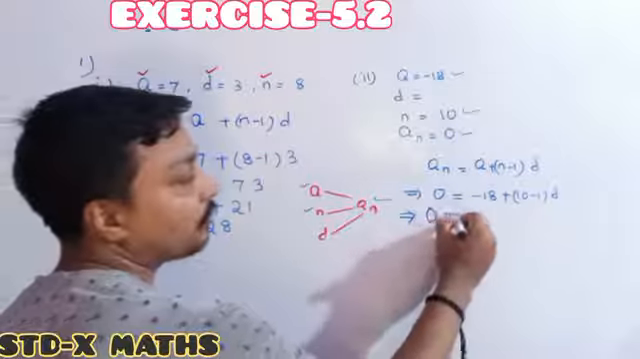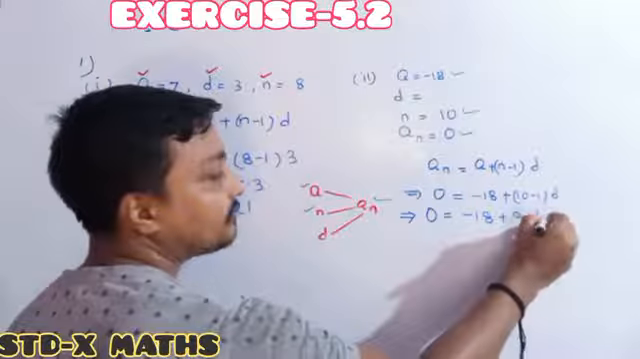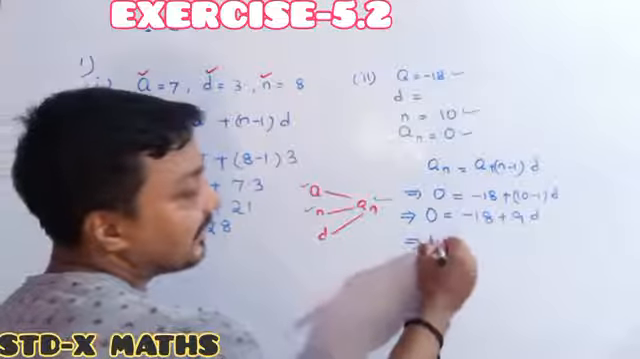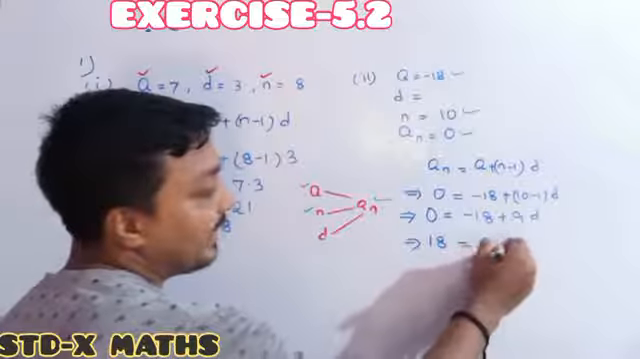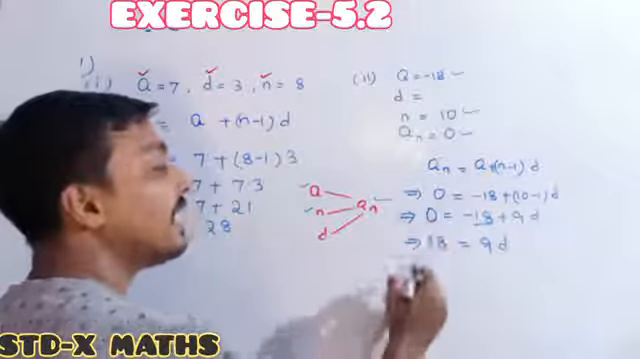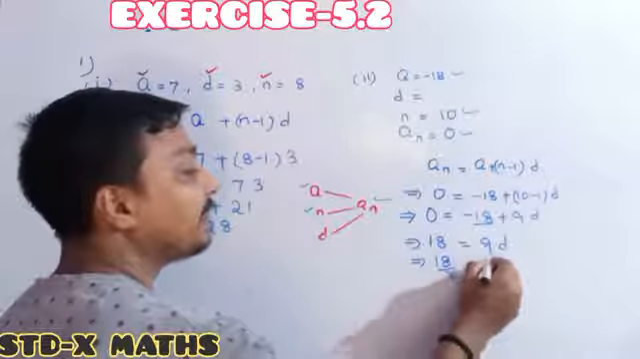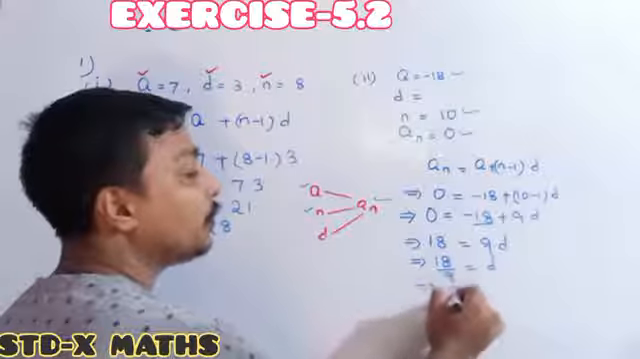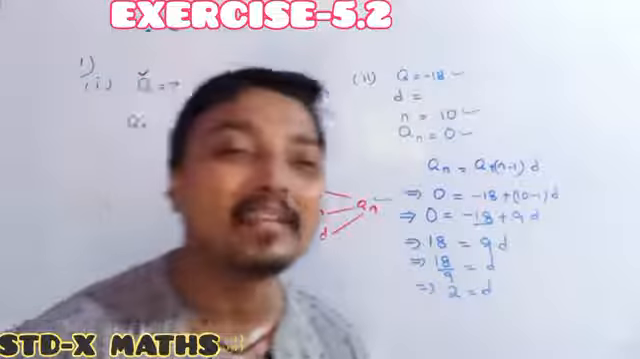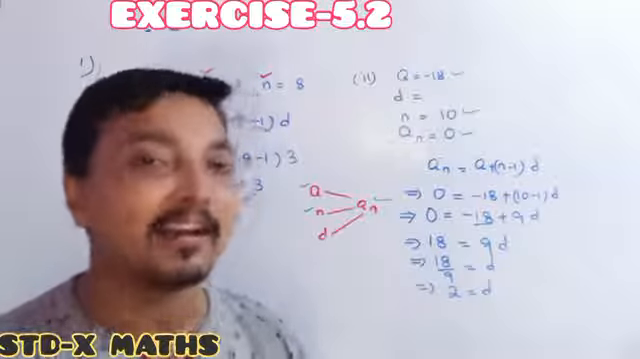0 is equal to, see carefully, minus 18 plus 9D. Understood? Which implies 18 is equal to 9D. Here it is minus 18, I transpose to the left side. So which implies 18 divided by 9 is our D. It implies 2 is our D. Otherwise, D is our 2. Understood? By using the formula, this is how we could solve question numbers I and II.